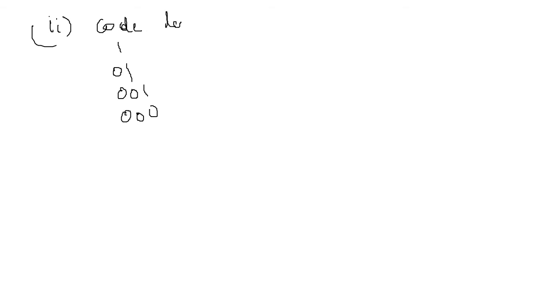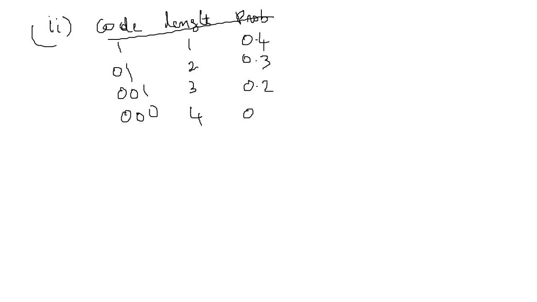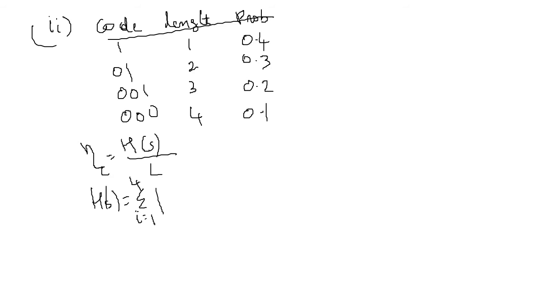So we'll write the respective length here, which is 1, 2, 3 and 4, and the respective probability values also in the table. So the probability values are 0.4, 0.3, 0.2 and 0.1. Now we know the efficiency of the code, which is given by H(S) divided by L, and the H(S) formula is nothing but the summation of i equal to 1 to q, and q is nothing but the 4 symbols here, pi into log 1 by pi.